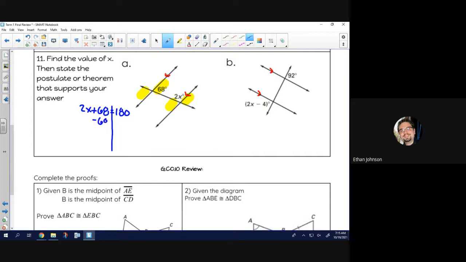Subtract 68 from both sides, and we'll get 2x equals 112. Divide both sides by 2. X equals 56. So we found x, we need to state the postulate or theorem. Those two would be same side or consecutive interior angles.